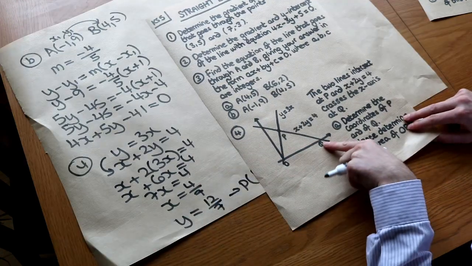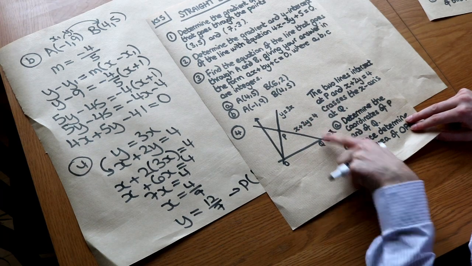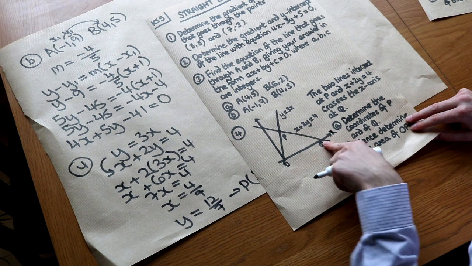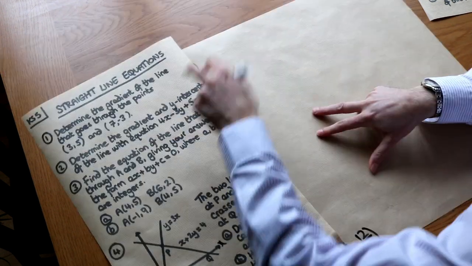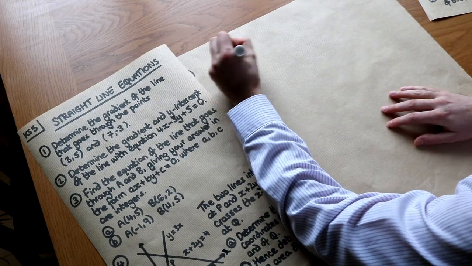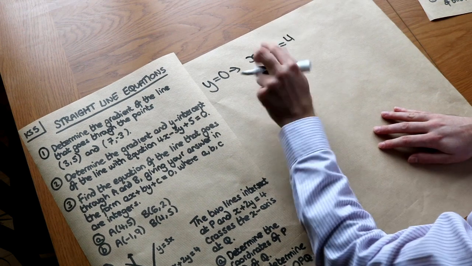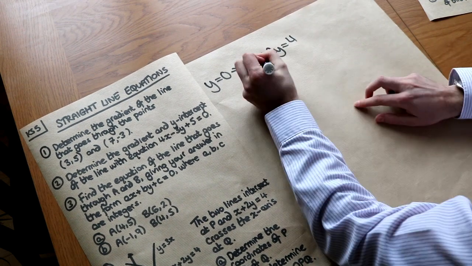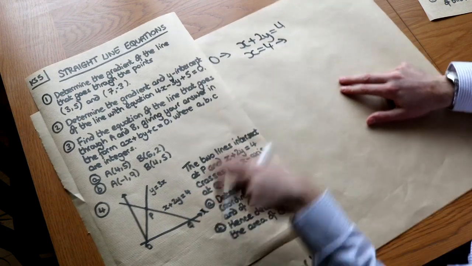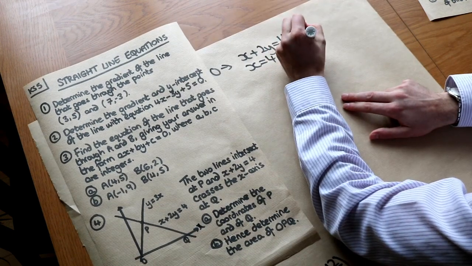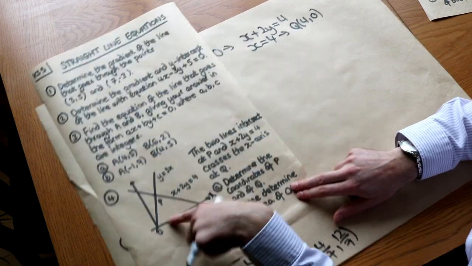And we also want to find the point Q, where this line here intersects the x-axis. Well, when we're intersecting the x-axis, the y value is 0. So if we just make y equal to 0 in x plus 2y equals 4, then that just gives us x plus 0 equals 4. So we get x is 4, and that means the point Q is equal to 4, 0. And then it says, hence determine the area of OPQ. So OPQ is this triangle here.